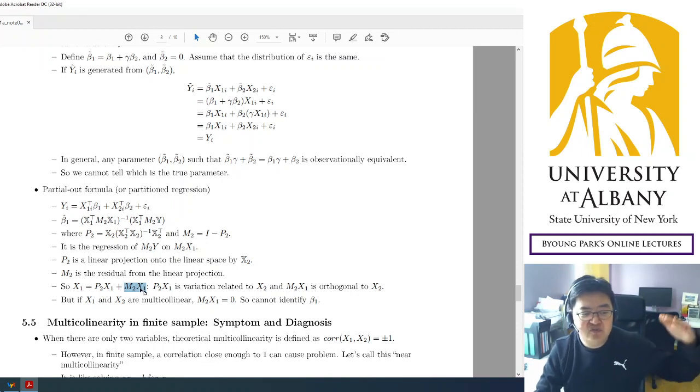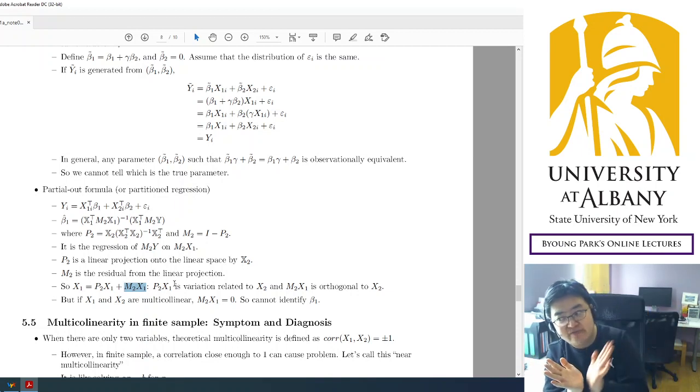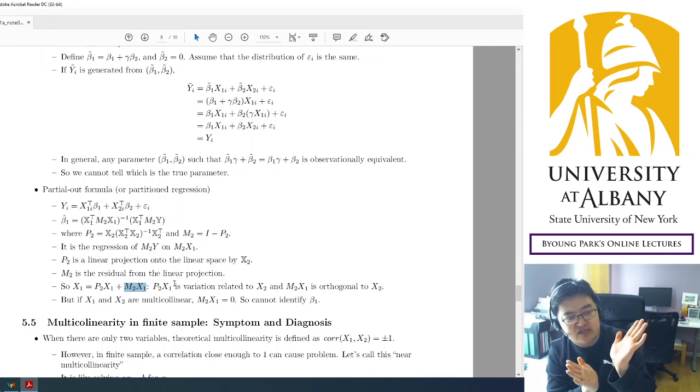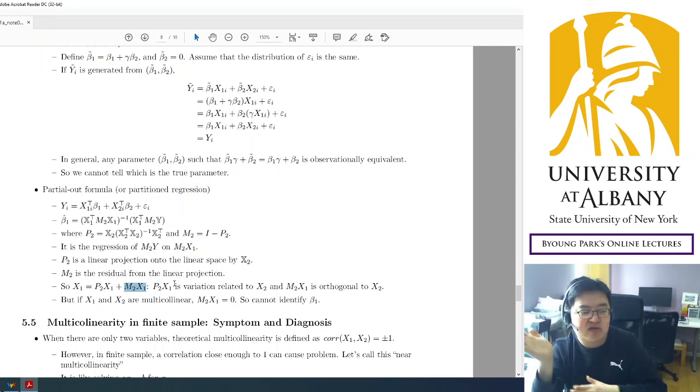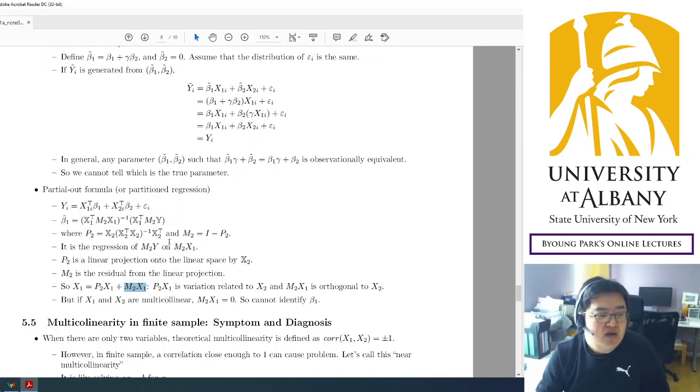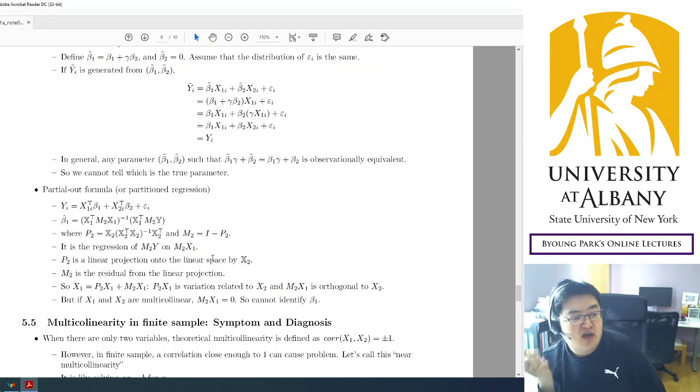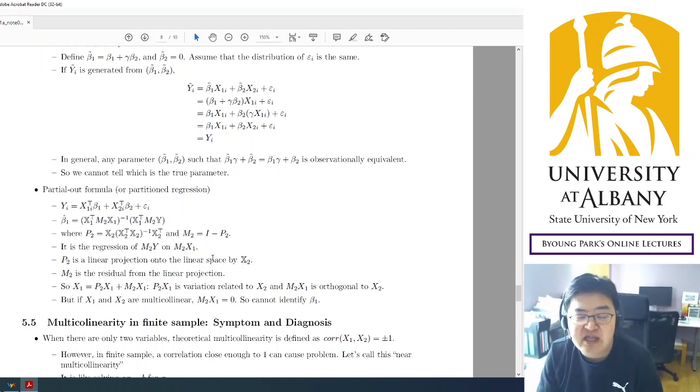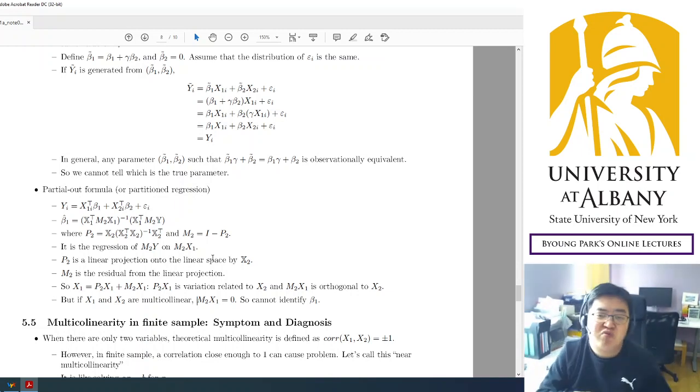You can move around this guy without affecting x2. So it's orthogonal to x2. So you may move x1 without fixing x2 here. But when you move around this way, x2 will follow in the same direction. So, and when x1 and x2 are multicollinear, that means there is no residual. The residual is the only independent variation in x1 controlling x2.